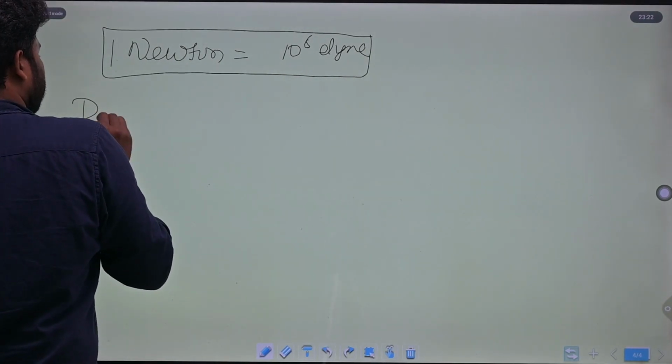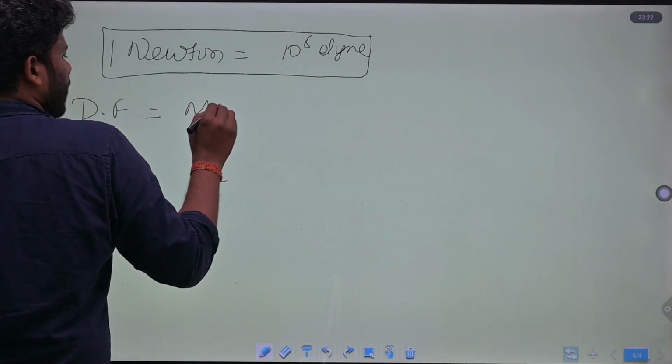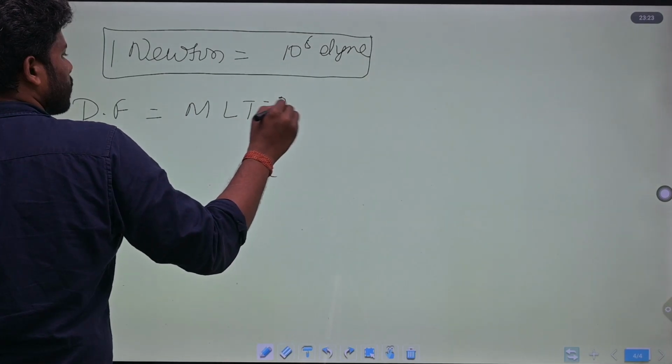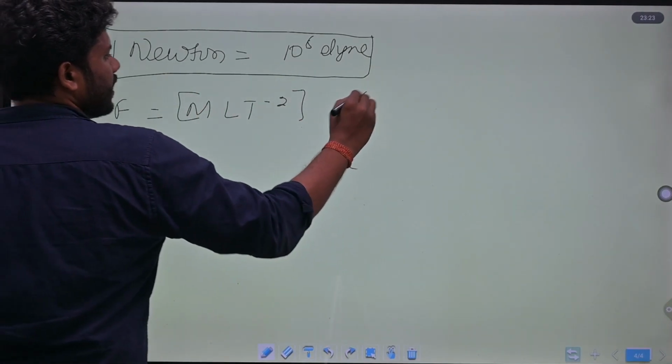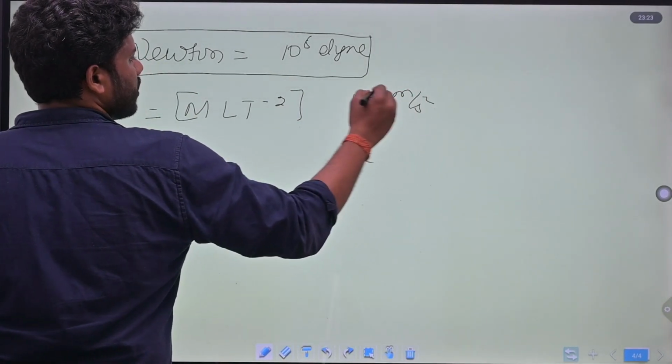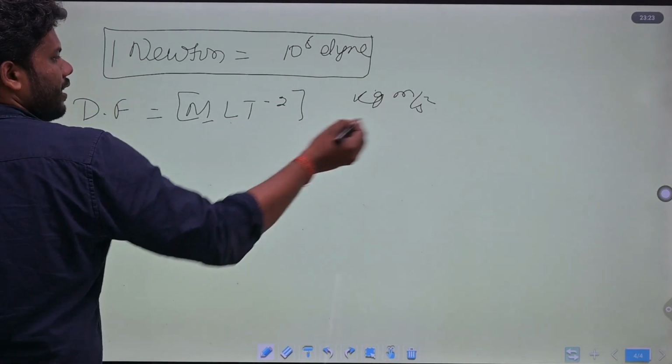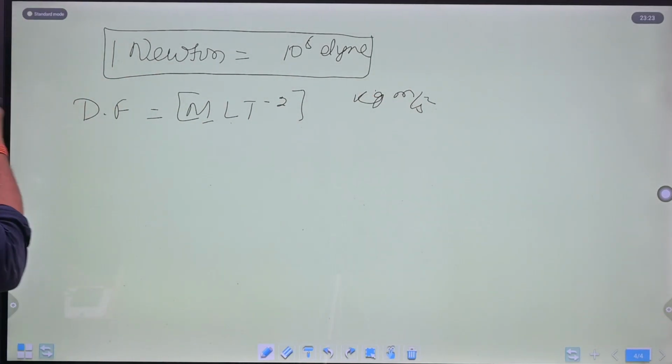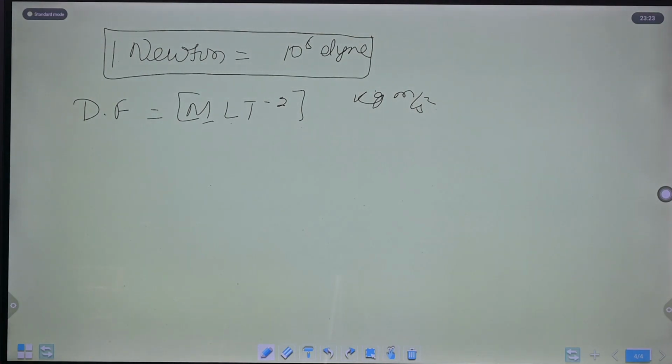And what is the dimensional formula? That is equal to M L T to the power minus 2. Kg gives M, meter gives L, and second square gives T to the power minus 2. So this is your second law.